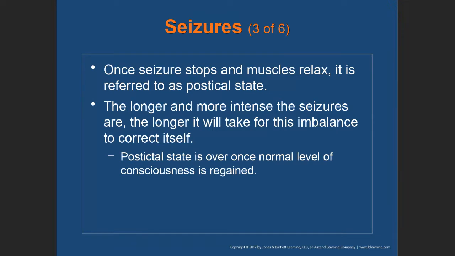Once seizures stop and muscles relax, it is referred to as the postictal state, which is the period in which the brain resets and the body tries to rid itself of the acid that built up in the blood, or acidosis. The longer and more intense the seizures are, the longer it will take for this imbalance to correct itself.